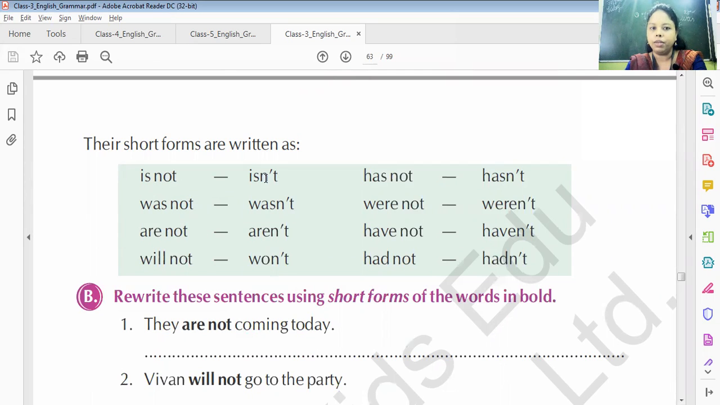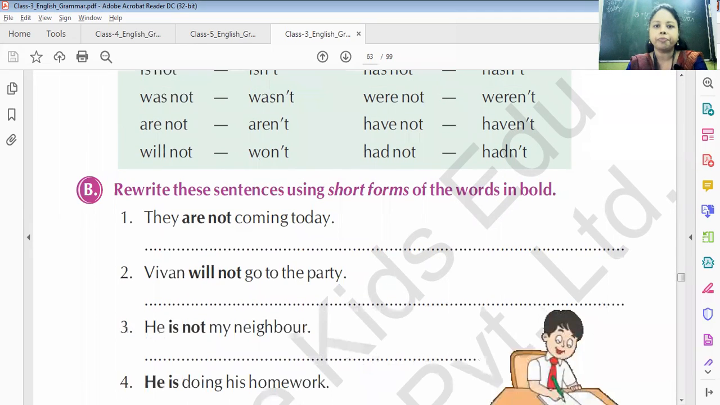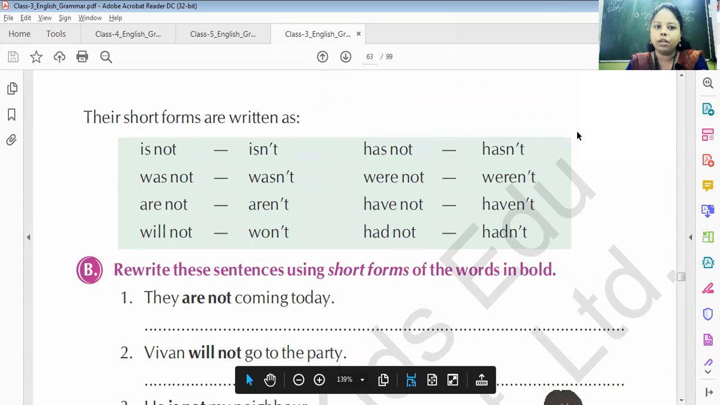And here are the short forms of all the not words. Like is not, isn't. Was not, wasn't, W-A-S-N apostrophe T. Are not, aren't. We will not, won't. Has not, hasn't. Were not, weren't. Have not, haven't. Had not, hadn't. Understand? These all are the short forms of is not, has not, like this.